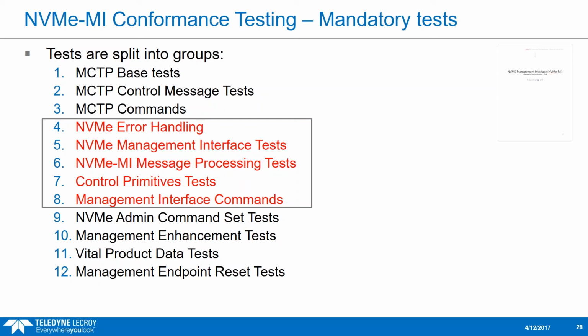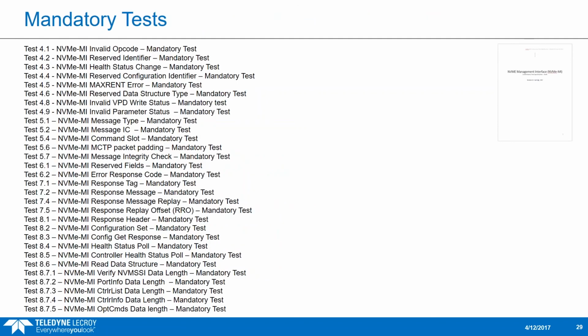So the tests that are required as mandatory all come from the NVMe MI layer. The MCTP tests, while they're still valid tests, are not mandated because this test specification was done by the NVMe Management Interface group. Although we will actually run the MCTP tests, which are required from a technical perspective, they will not be required from an integrators list perspective. So the mandatory tests are in groups 4, 5, 6, 7, and 8 from this test specification.